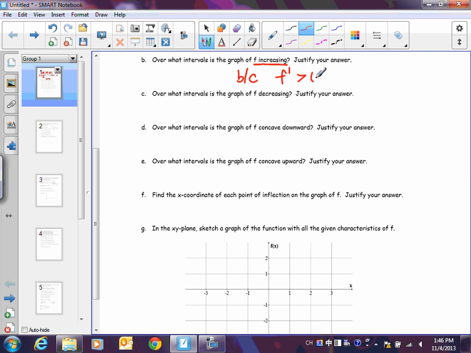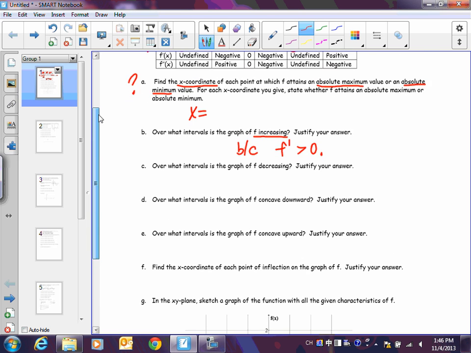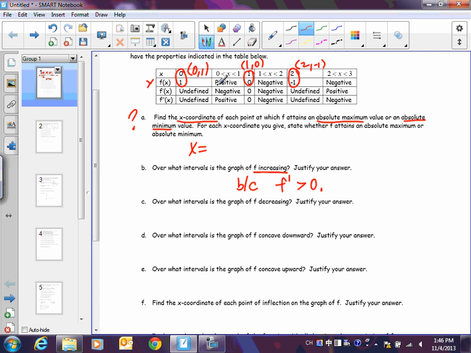F prime, you could either say it's positive or is greater than 0. Once you know the justification, the rest of this is really easy because you could just look up here and say, okay, f prime is positive between 2 and 3. That's the only time. So that's your answer.